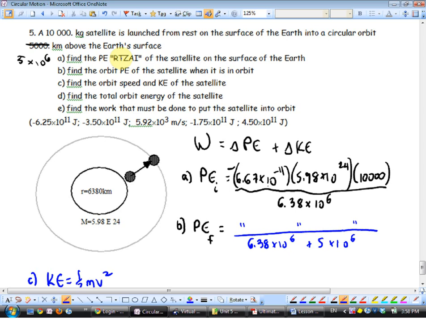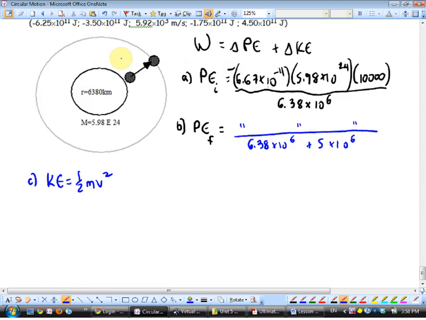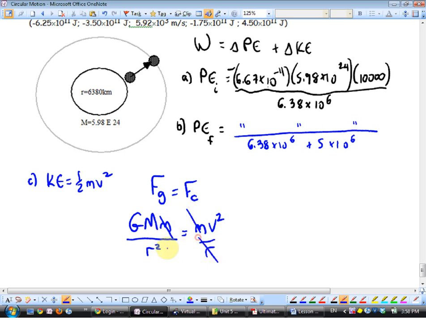How do we find speed? Do I want to use the one with speed or period in it? V squared equals big G, big M over R. And this is actually kind of nice because it looks like the kinetic energy technically is 1/2 m big G, big M over R, because if I square the V, I just lose the square root.